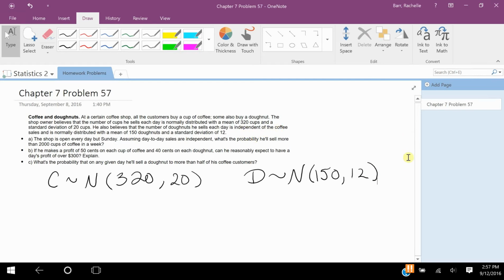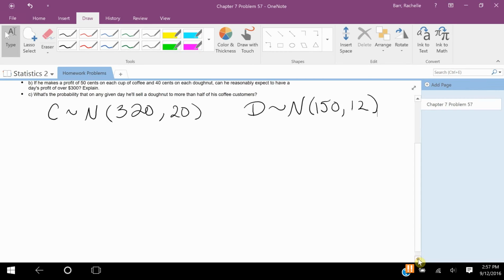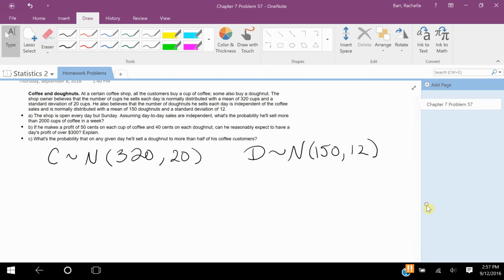Then I'm going to get into part A. Oh, sorry, I scrolled too much. The shop is open every day but Sunday. Assuming day-to-day sales are independent, what is the probability he'll sell more than 2,000 cups of coffee in a week? For part A, he wants to know what's going to happen in a week. He's defining a new variable, six days a week of coffee sold, and then asking this probability question. So I need to set up this variable first, which I'm going to call W for a week, and I'm only adding coffee sales here, because he's only asking about cups of coffee.